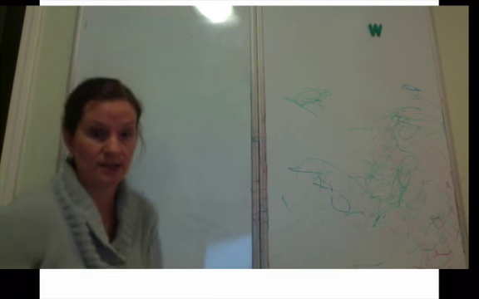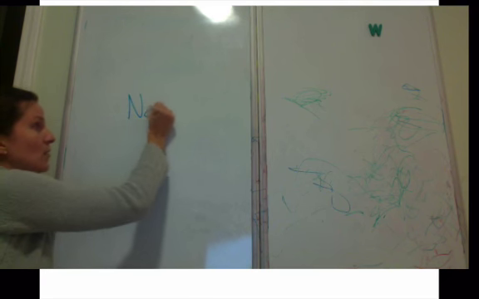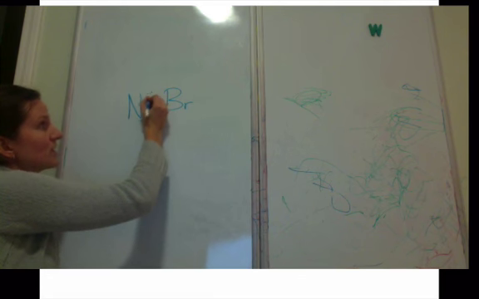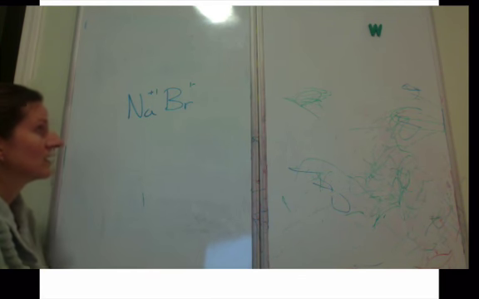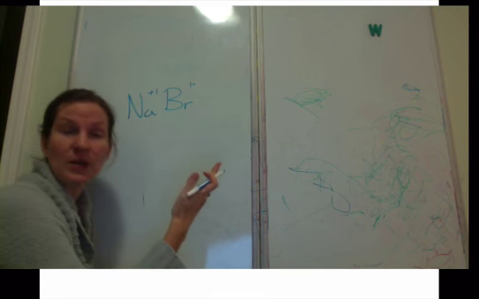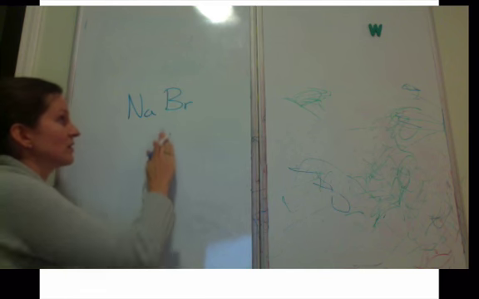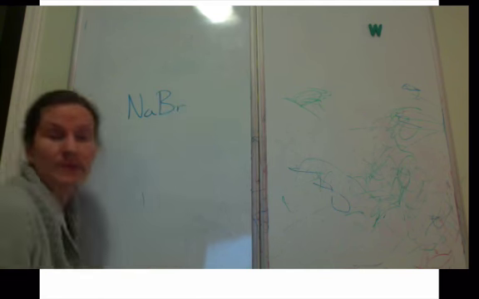So let's try some of these. Let's do sodium bromide first. Sodium's Na, bromine is just Br. Sodium has a charge of +1, bromine has a charge of -1. They come together in a 1-to-1 ratio and they are already neutral. So you just erase your charges and that is your answer for sodium bromide. You might want to make them a little close together, but that's about it.